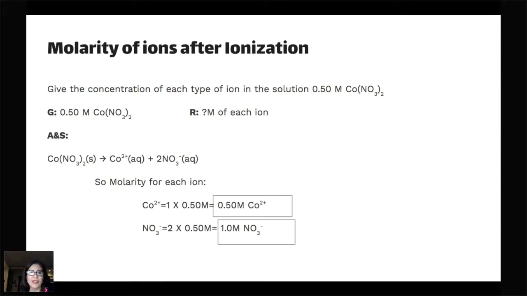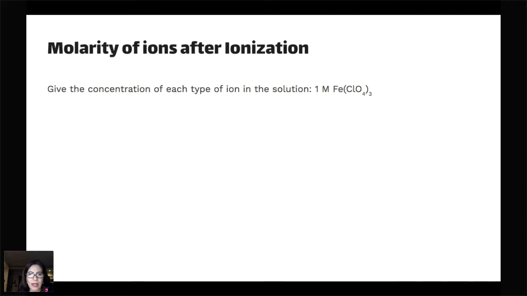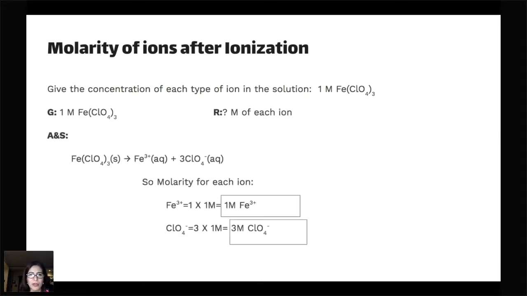Is it clear? Okay, yes, pretty easy. So now let's go to another example and maybe you can now answer this one. What would be the concentration of each ion in this solution? A solution of iron(III) perchlorate. Exactly, very good. The answer is 1 molar of iron to 3 molar of perchlorate. Yes, that's how we do the molarity of ions.